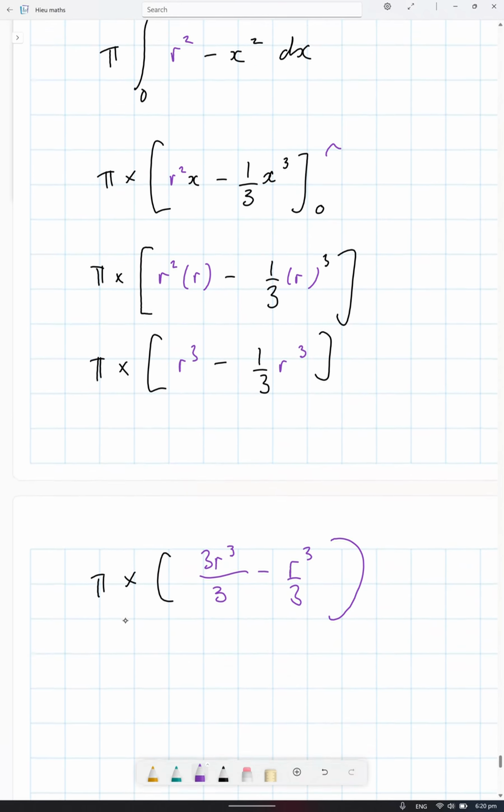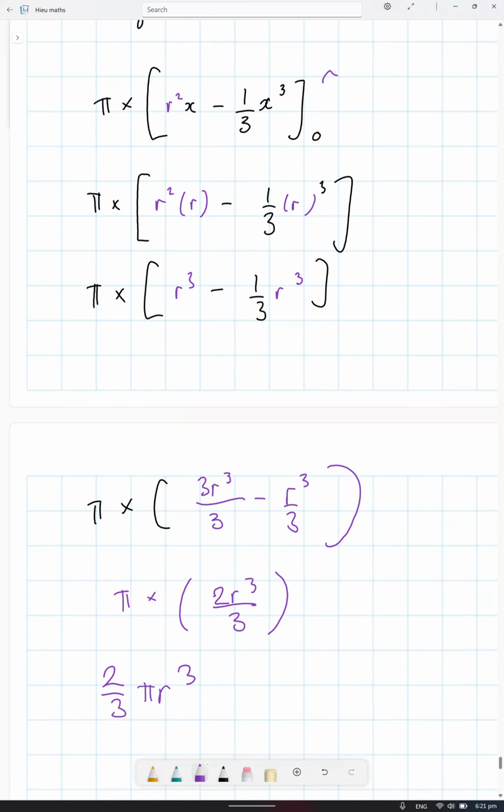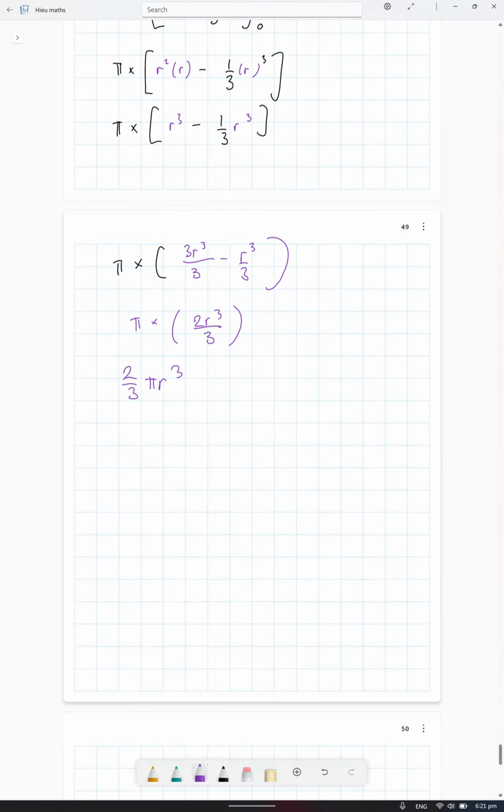Then that gives us pi multiplied by 2r cubed over 3, which gives us 2/3 pi r cubed. Okay? And remember, we're doing the volume of a hemisphere. How many hemispheres in a sphere? One sphere equals 2 hemispheres. So all I have to do is take the volume of that, multiply by 2. So if we have 2/3 pi r cubed, we multiply by 2, what does that equal? 4/3 pi r cubed. There we go.